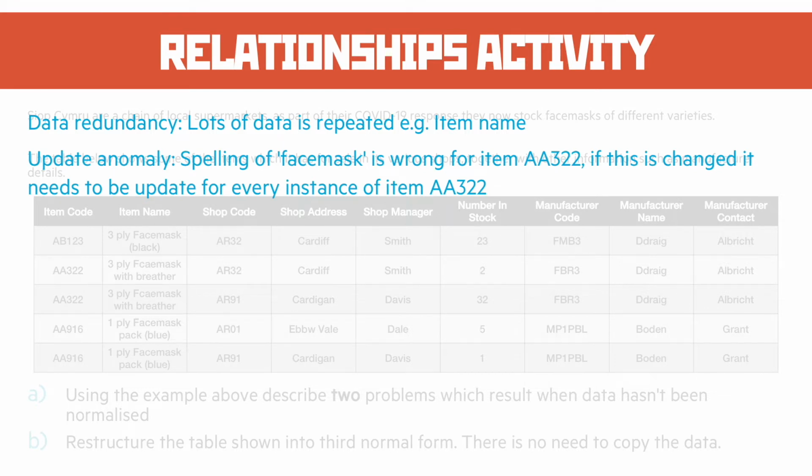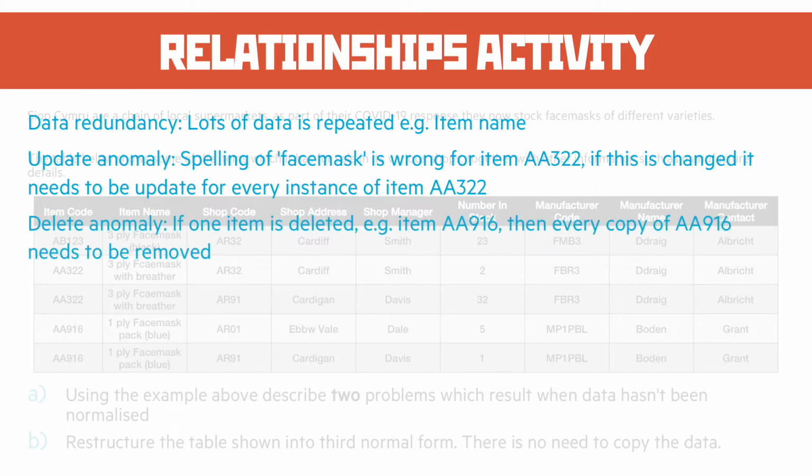Now, if that needs to be changed or updated, then we need to change that for every instance. And this is just a snippet. There could be hundreds of those misspellings in there that we need to fix. The delete anomaly is something that if you delete one item, you have to delete them all. So if we're going to delete AA916, then we have to delete every copy of that from the database. And that's easier said than done.